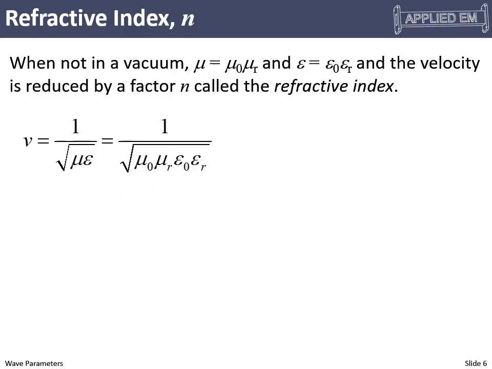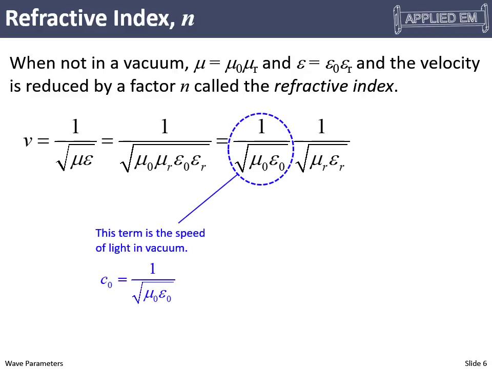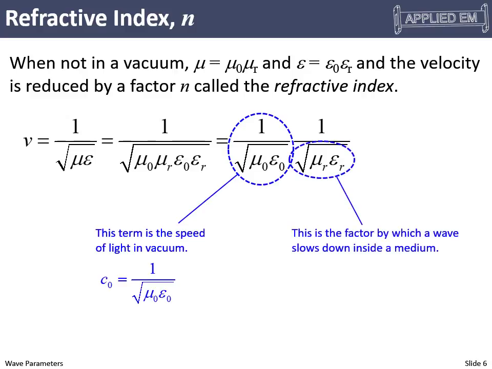The next thing I want to do is group these two free space terms together and the two relative terms together. And we also separate the square root. Now we can recognize already that this first term is the speed of light in vacuum. That must mean this term, whatever this is, is the term that describes how much the wave slows down when it enters a medium that's not a vacuum. So this is what refractive index is.